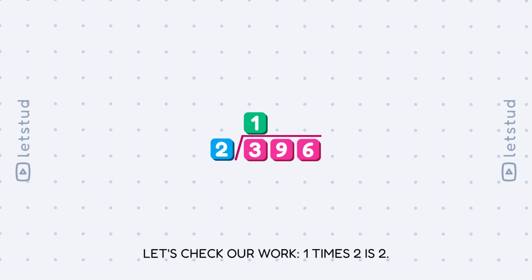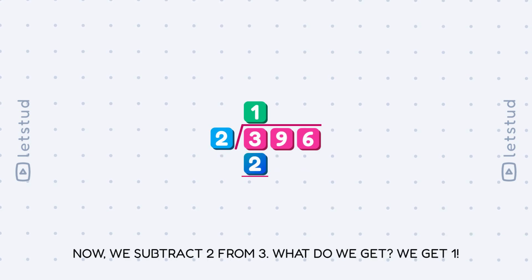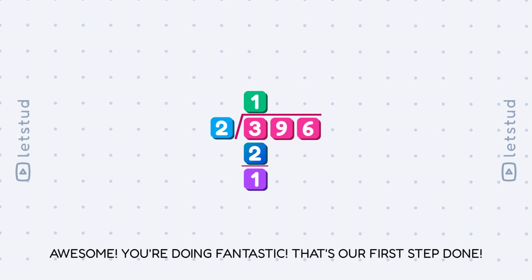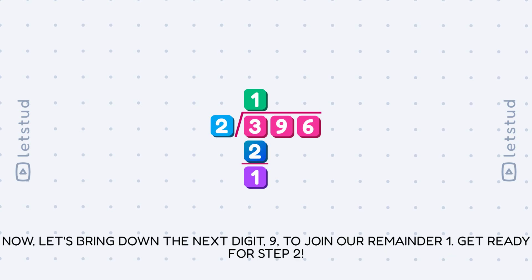1 times 2 is 2. Now we subtract 2 from 3. What do we get? We get 1. Awesome, you're doing fantastic. That's our first step done. Now let's bring down the next digit 9 to join our remainder 1. Get ready for step 2.